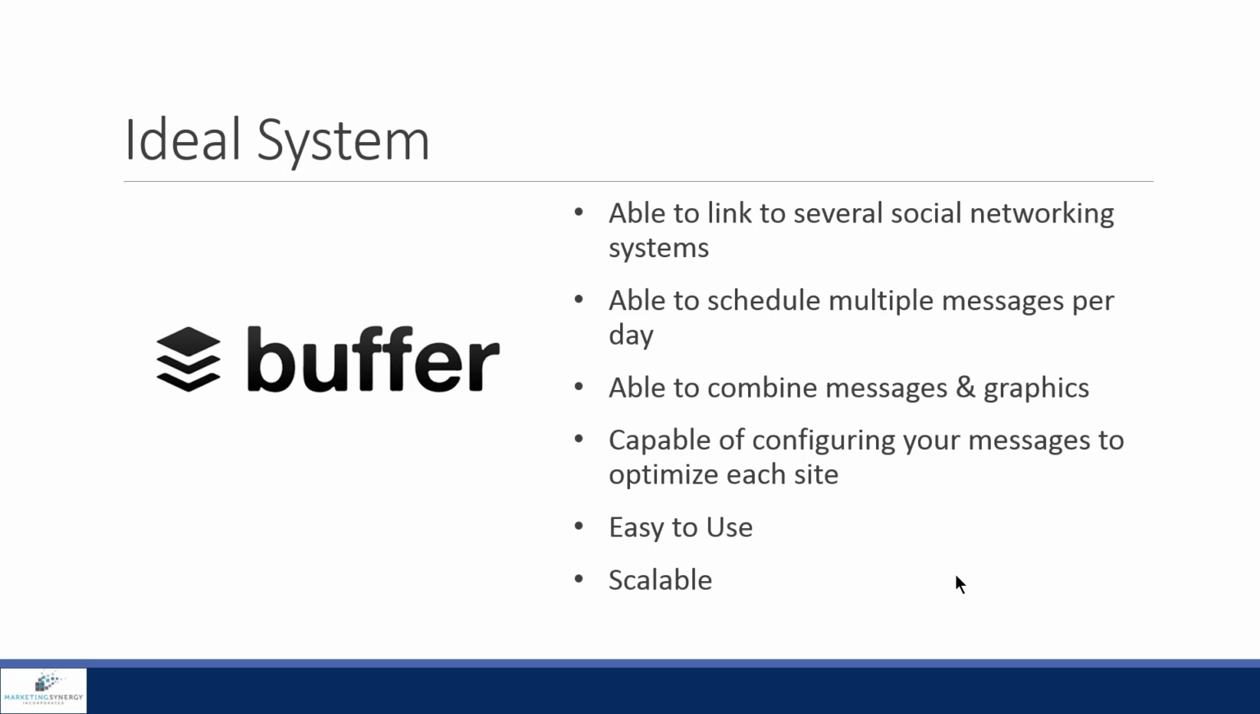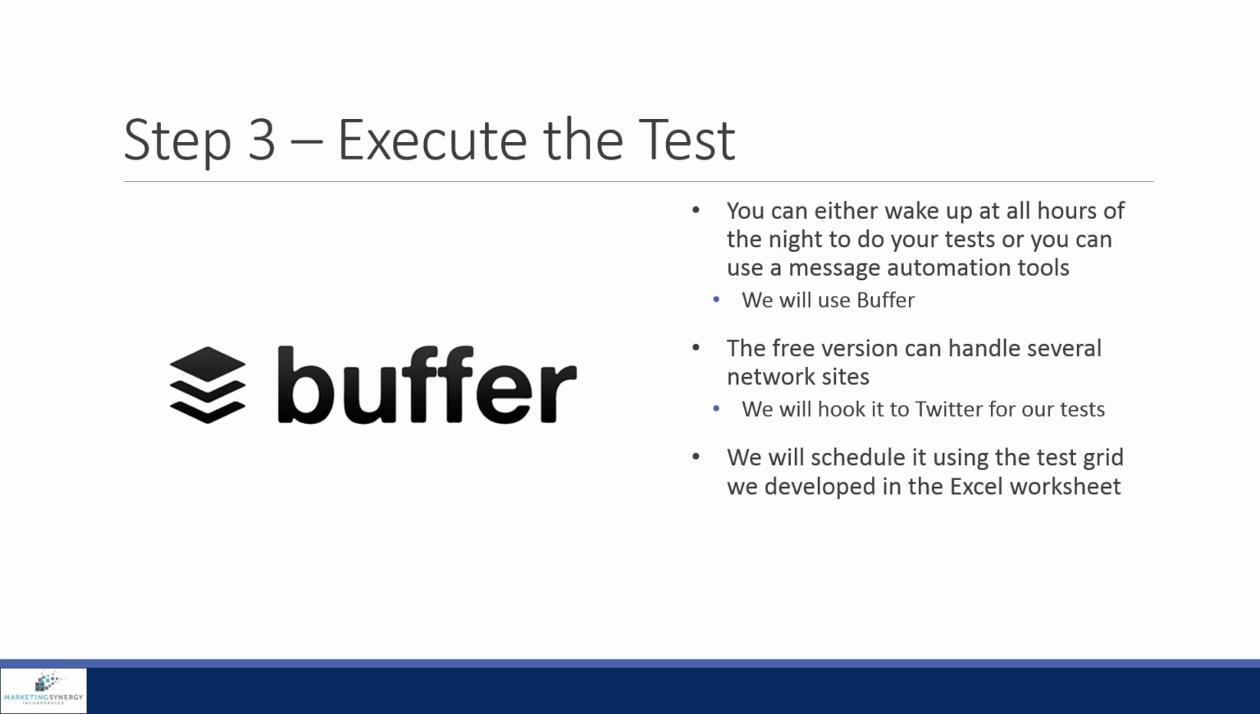You're able to combine messages and graphics. That's huge because the graphics attract the eye to your tweet. And so we'll be able to use Canva to actually put in the different messages. It's really easy to use, and the nice part is it's scalable. If you want to buy the version and then use it for your company, you can easily do that. And so we can either wake up at all hours of the night, or we'll use the free version called Buffer. We'll hook it right now to Twitter for our tests, and then we'll schedule it using the test grid we developed in the Excel spreadsheet.